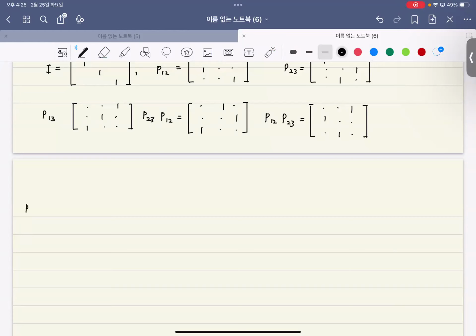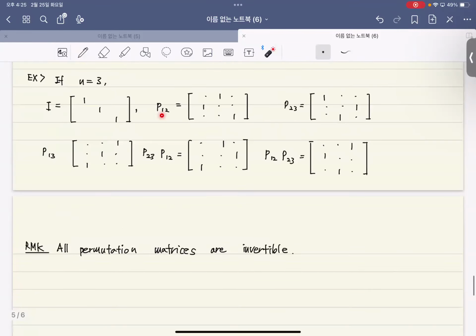Also, all permutation matrices have inverses. All permutation matrices are invertible, because a permutation matrix that consists of a single row exchange matrix is obviously invertible, and the product of these invertible matrices is also going to be invertible. So they are all invertible matrices.